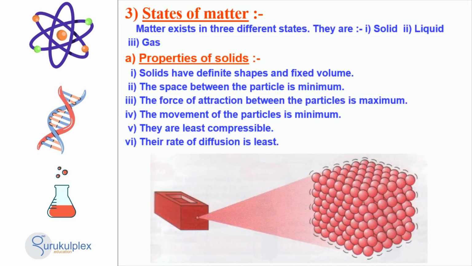Solids possess some particular characteristics, like having a predetermined shape and an unchanging volume. The gap between particles is very small and the attraction between them is powerful, resulting in the particles having very limited or no mobility. Additionally, solids are the least compressible and have the slowest diffusion rate.